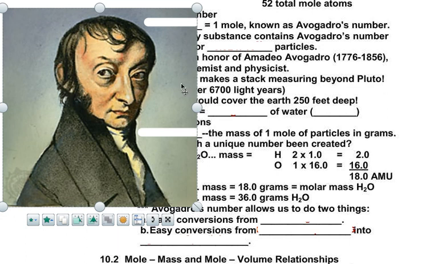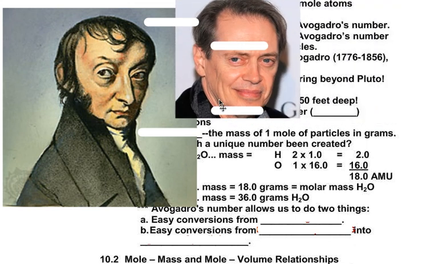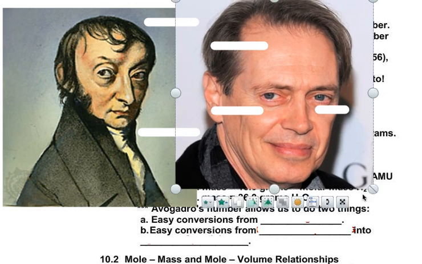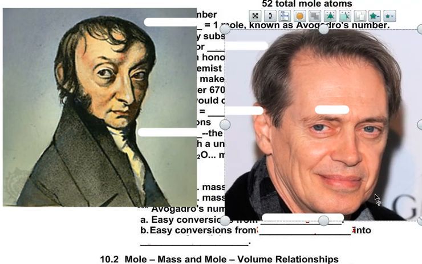And I've always said that Avogadro should be played in the biopic by Steve Buscemi, and that's this guy. And I know you've seen him before. He's been in Reservoir Dogs and Armageddon. You might recognize him, or Con Air. He's a character actor. Right now he's on Boardwalk Empire on HBO. So anyways, this is the guy that should play that guy in the movie. But that's beside the point.